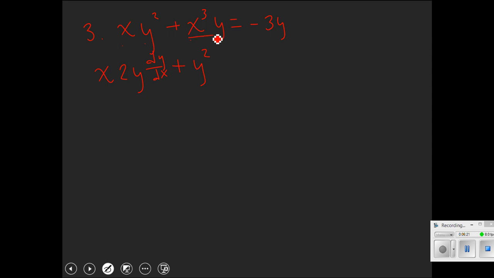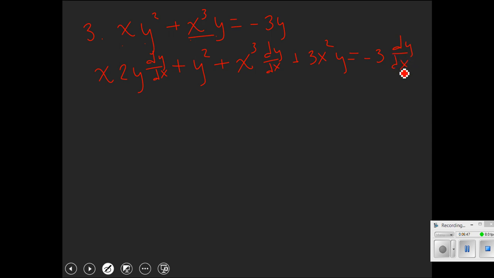Now I'm looking at the x cubed y. Same deal. I'll leave x cubed alone, and then dy/dx, plus 3x squared y. Okay? And then the last thing is the other side of the equal sign. The derivative of negative 3y would be negative 3, but then you have to multiply by dy/dx.